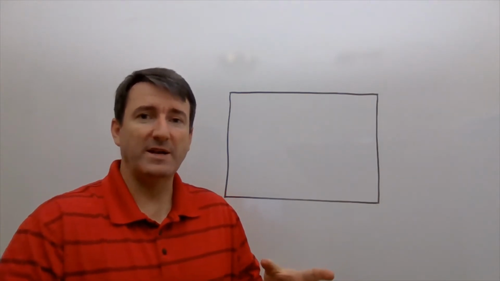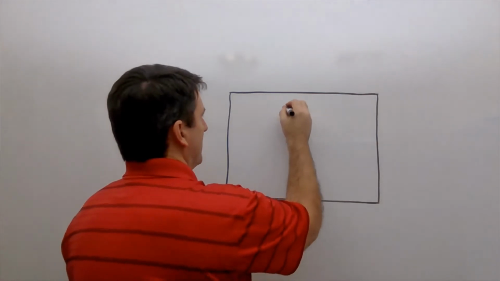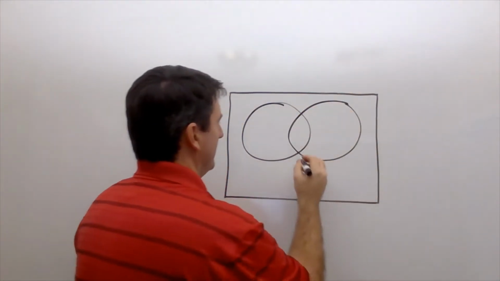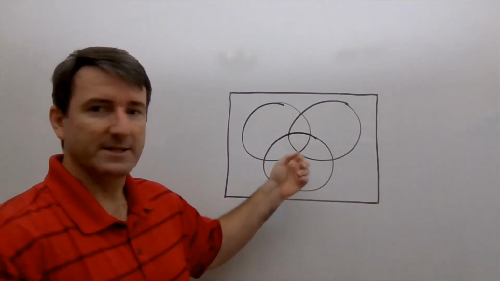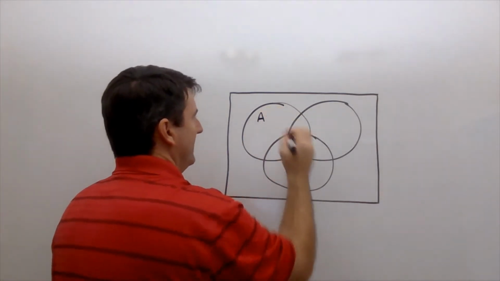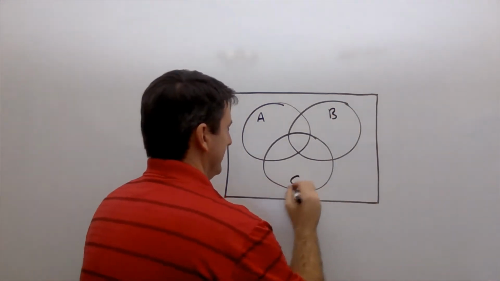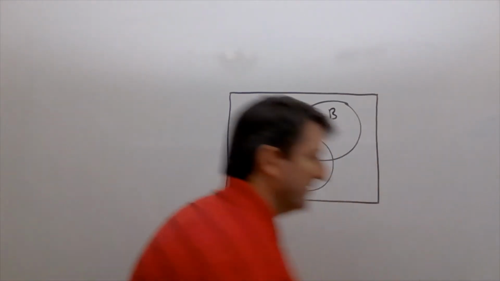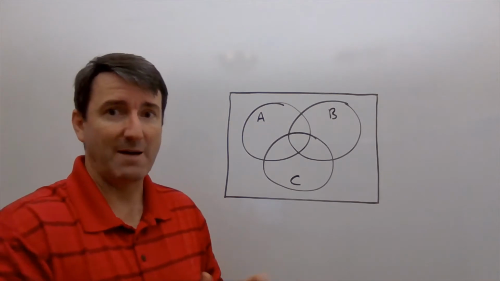All right, so let's start by drawing a Venn diagram with 3 sets. We'll draw a circle here, and then an overlapping circle here, and then a circle that overlaps both of them down here. We'll call this circle the set A, this is the set B, and this is the set C. Now notice that we've created 8 different regions by drawing these 3 circles overlapping like this.